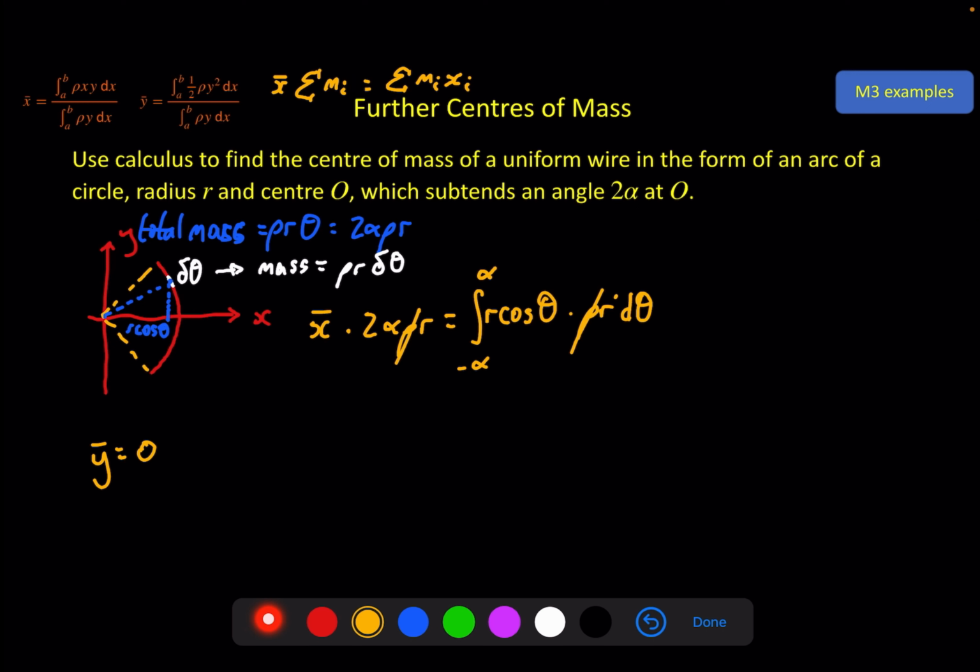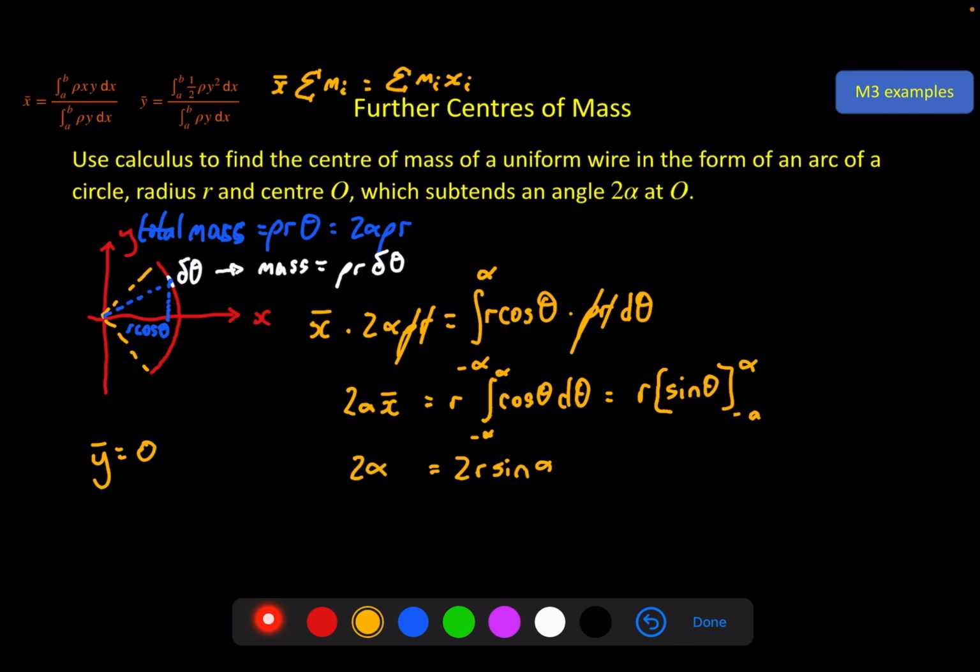As with the previous example, we can cancel a few things here. Rho is just a constant, r is just a constant, so that gives us 2 alpha x bar on the left, and r integral cos theta on the right, minus alpha to alpha, which again is going to give us r sine theta as in the previous example. That's going to give us 2 sine alpha. Now the 2's cancel out, divide through by alpha, and we get x bar is equal to r sine alpha over alpha, which is given in the formula booklet.